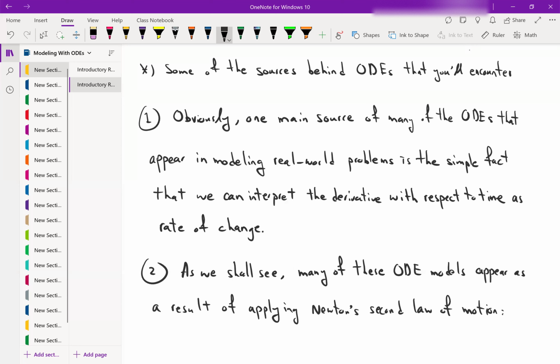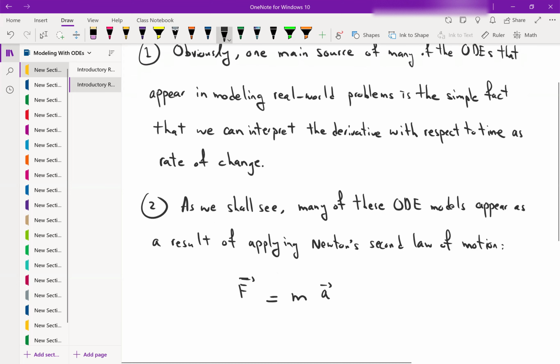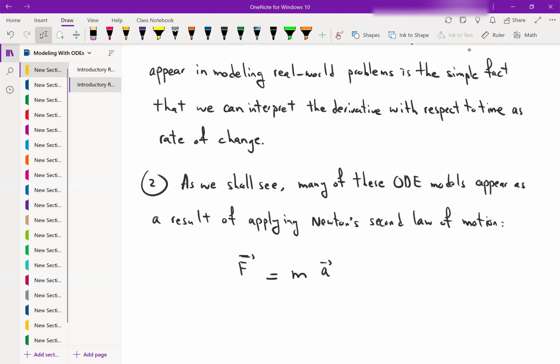In classical mechanics, Newton's second law of motion. Just as a reminder for everyone, what Newton's second law says is that the net force applied to a body, which I'm going to denote by F, the vector F, equals mass times acceleration, right? That's what Newton's second law tells us.